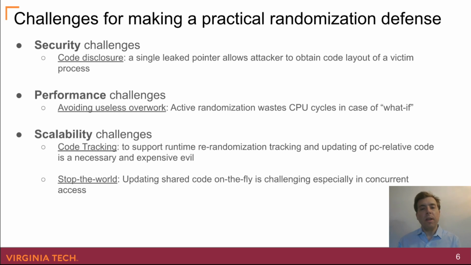For performance, most randomization techniques are active and continuously randomize code, regardless if there is an attack happening or not. This takes up valuable system resources to provide a defense. Instead, MARDU performs randomization reactively, only when needed. Finally, for scalability, most randomization techniques require costly code tracking and patching mechanisms to maintain program semantics. Current randomization techniques are also not capable of sharing randomized code. MARDU utilizes code trampolines to both minimize patching overheads as well as have a way to securely share code.